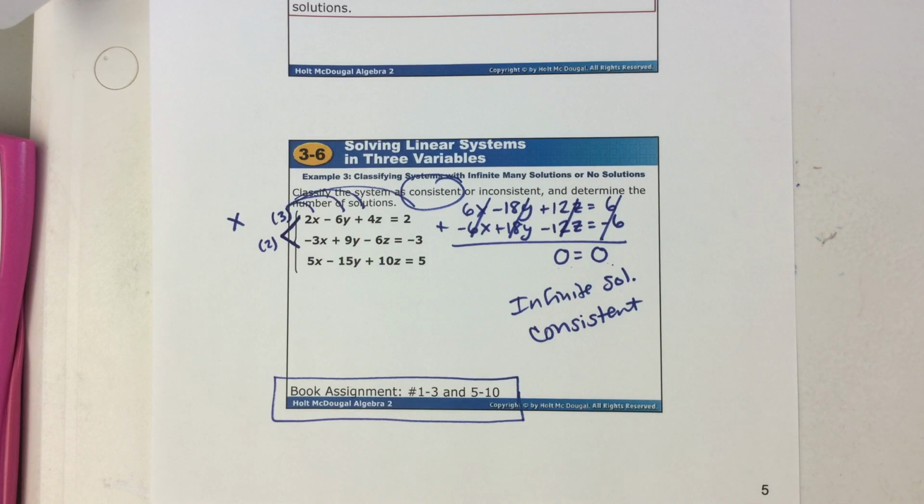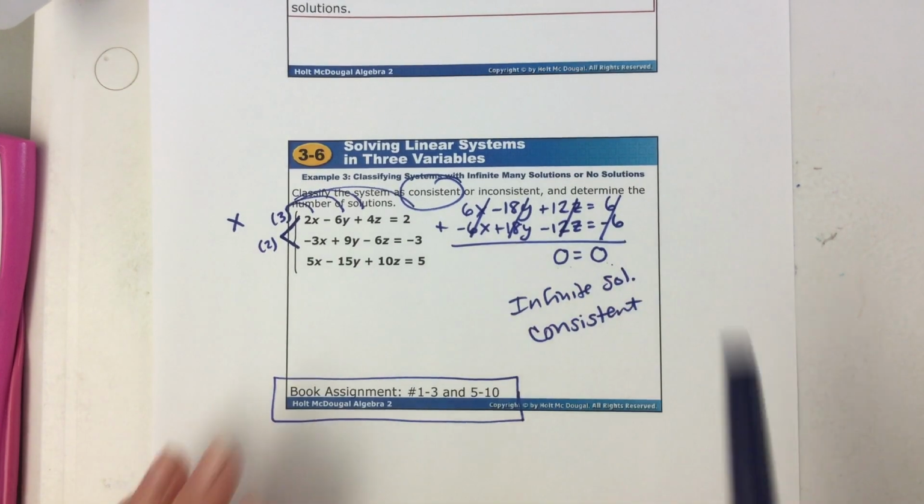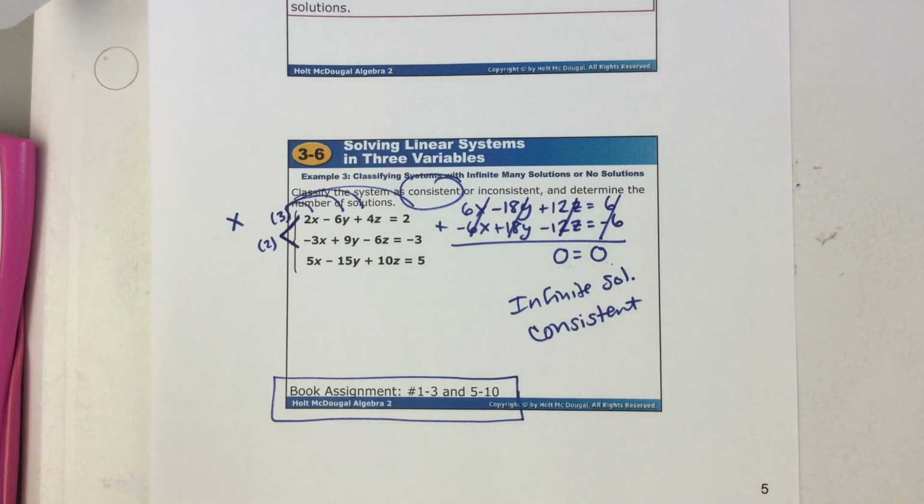But it's important to know that you can cancel any variable, but you have to remember what you cancel in the first step. You have to cancel that same variable in the second step. It is possible for all of your letters to cancel out because there are times where you don't have an x, y, and z solution. Those are times where you have either no solution or infinite solutions.